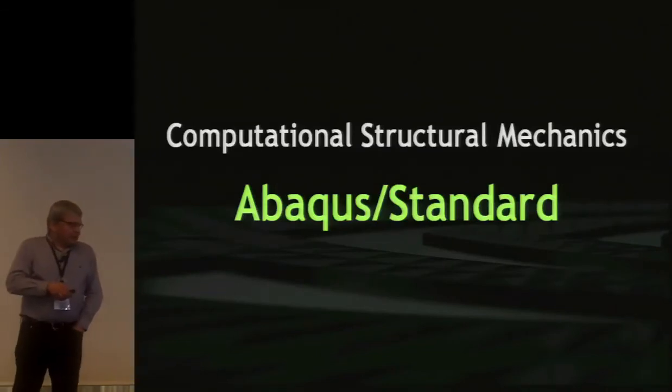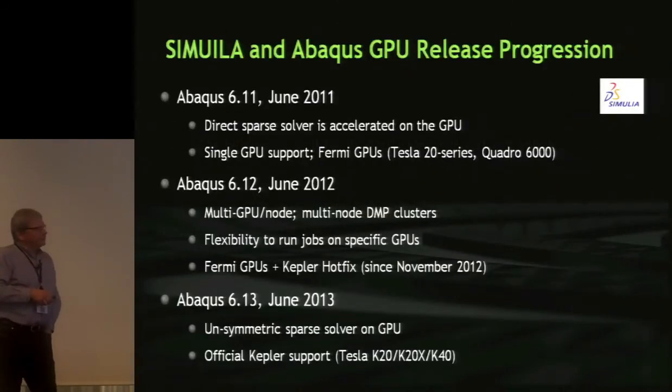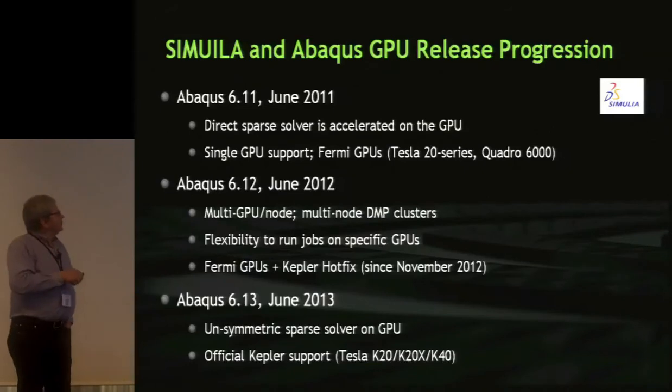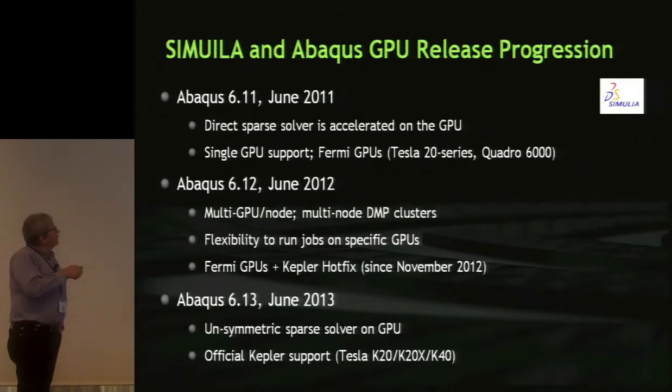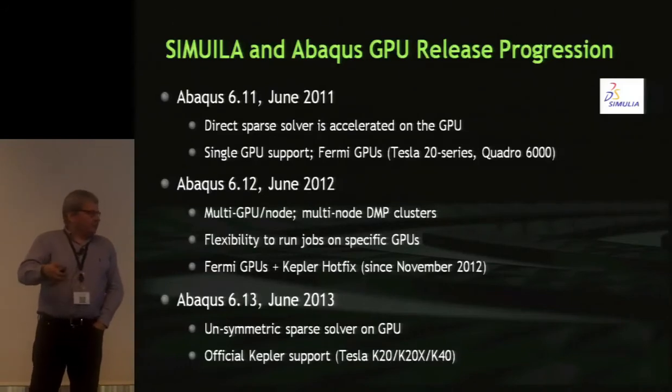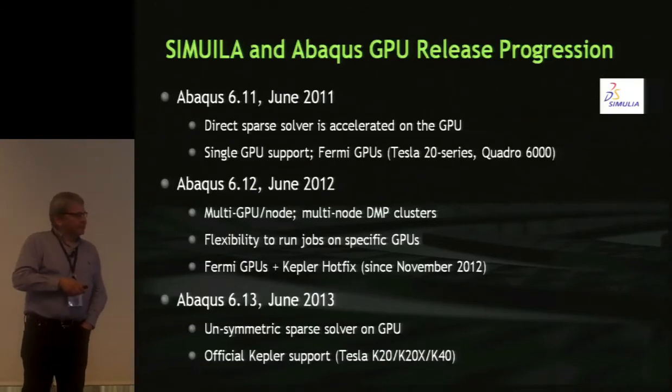Next code in this area is SIMULIA Abaqus Standard. Also here, a very long collaboration with SIMULIA in order to implement the solvers on the GPU. The first version with GPU support came out in June 2011. The direct sparse solver was accelerated on the GPU. Only a single GPU was supported at this time, and at this time the Fermi GPUs were available.